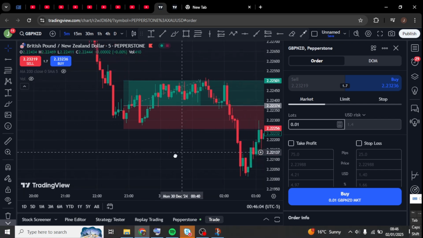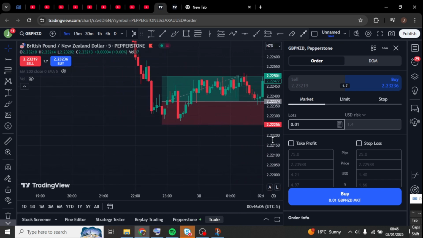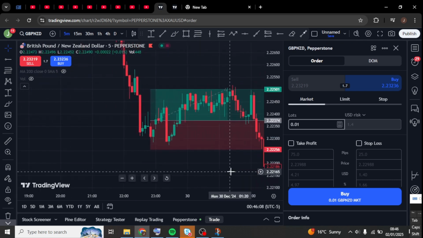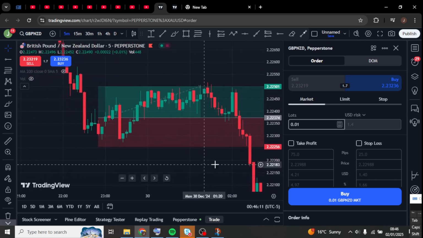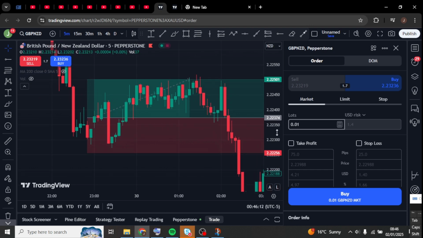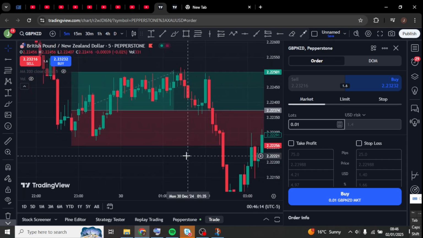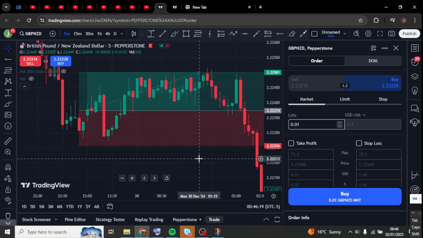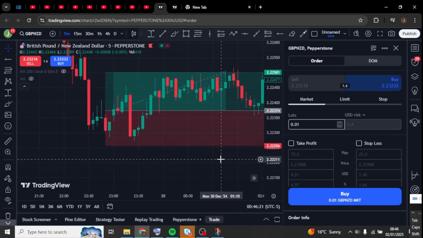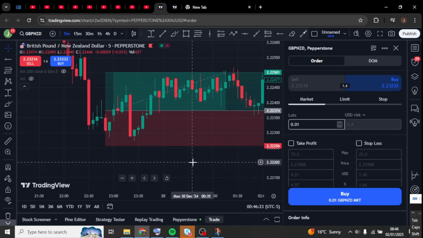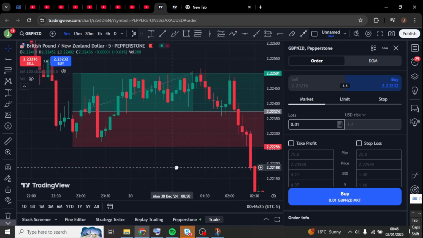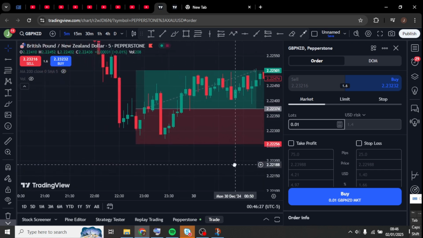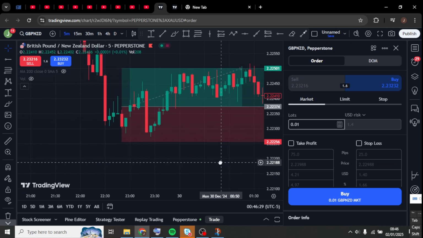So this is all the effect of spreads, and there's really no way around them. You can only understand it and incorporate it into your trading so that the effect on the outcome is managed, and that's why we are here today. So with that, let's get into the video.